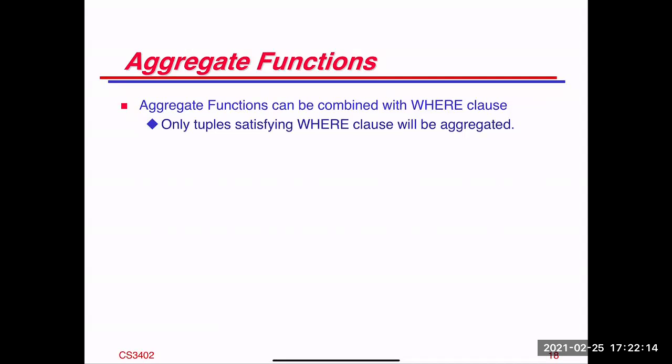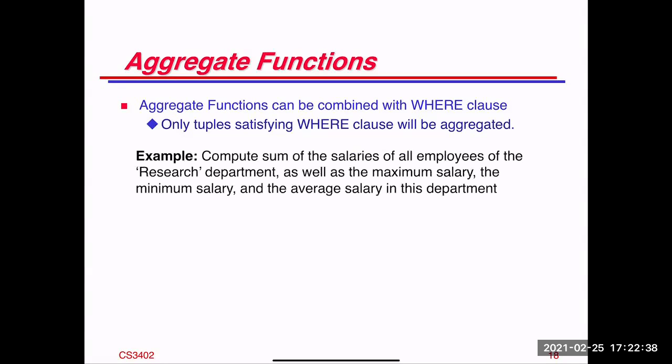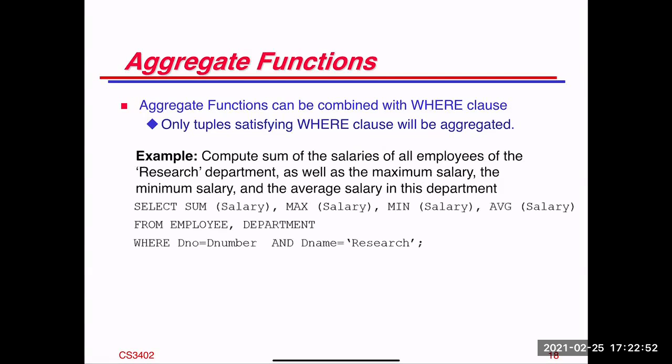Now things become more interesting when you combine these aggregate functions with statements in the where clause. Because if you have a where clause condition, then that ensures that only the tuples that satisfy that condition will be taken into account when you compute the aggregate value that you're looking at. So let's look at this example here. We want to compute the sum of the salaries of all employees of the research department, as well as the maximum salary, the minimum salary, and the average salary. So how can we do this?